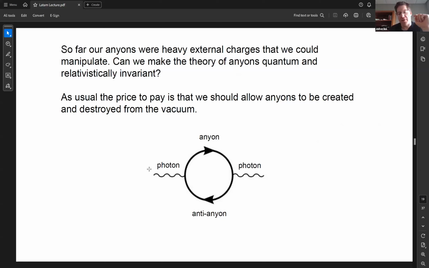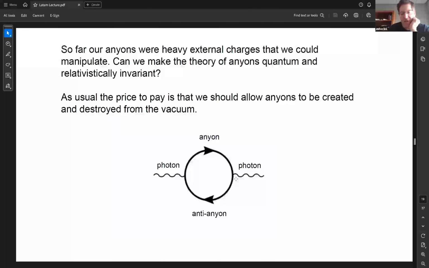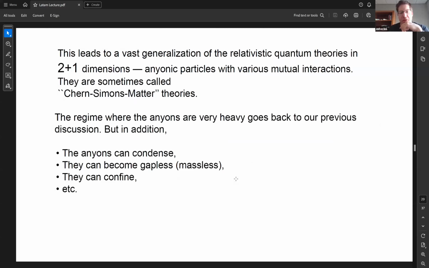So a photon could propagate and an anyon, anti-anyon pair could be created from the vacuum. What are the effects of such loop diagrams? That's the question. This is not a regime that is very interesting to quantum computers now, because the anyons are heavy and you want to manipulate them without creating them from the vacuum. But we must investigate the various phases of anyon physics. We might find lots of interesting things. It's curiosity-driven research of what happens when anyons become dynamical rather than just heavy external particles. So that's what we're going to do after the break. We'll study what happens when anyons become dynamical.